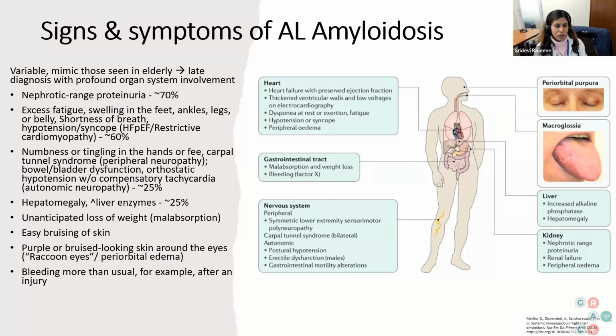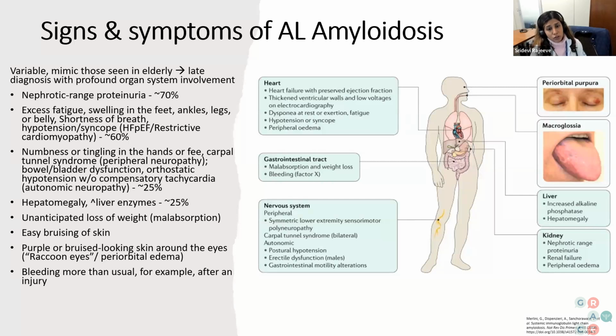Almost a quarter of patients also have involvement of the nerves, which is very, very disturbing for patients. And these include a constant tingling or numbness of your hands and feet, or carpal tunnel syndrome, both of which are part of what we call peripheral neuropathy. Or sometimes patients can end up having an unknown reason why they can't control their bladder or their bowel. And that is called bowel or bladder incontinence. Some patients may have orthostatic hypotension, meaning when they stand up, blood pressure goes down, but then the heart is not able to pump enough blood because the nervous system just doesn't work that way because of involvement of amyloidosis. And that's called autonomic neuropathy.